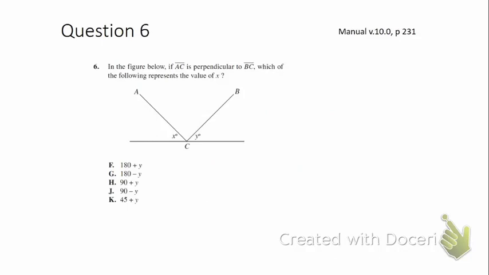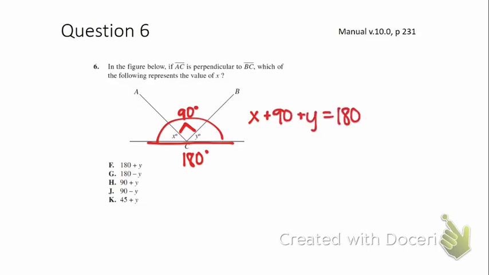Okay, number 6. In the figure below, if AC is perpendicular to BC, which of the following represents the value of x? So perpendicular means they cross at a right angle. So I know that this right here is 90 degrees. I know that this is a straight line, so that is 180 degrees going all the way across here. So I can set up an equation: x plus 90 plus y is equal to 180 degrees.